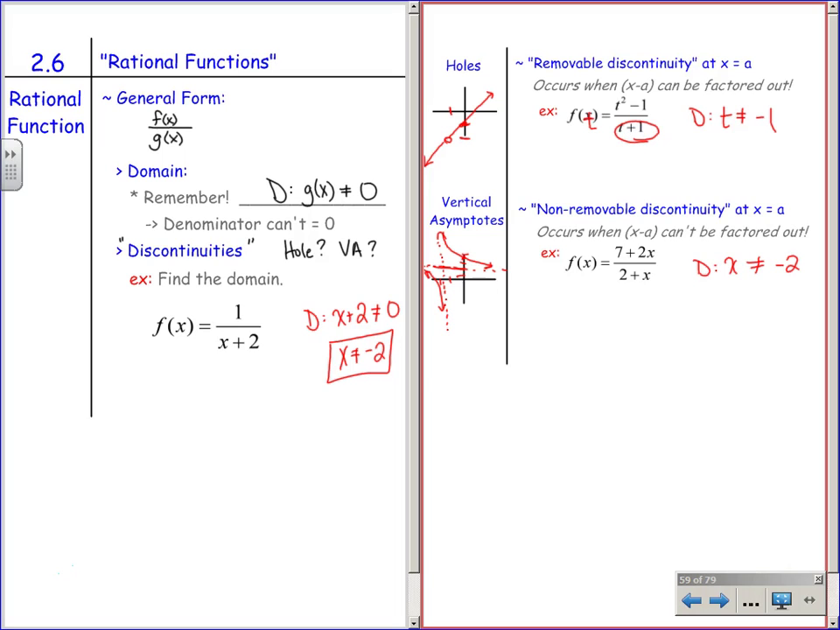Did anyone notice that I could have gotten -1 from the numerator also? Because how can I rewrite that numerator in factored form? What would that be? t minus 1 and t plus 1.